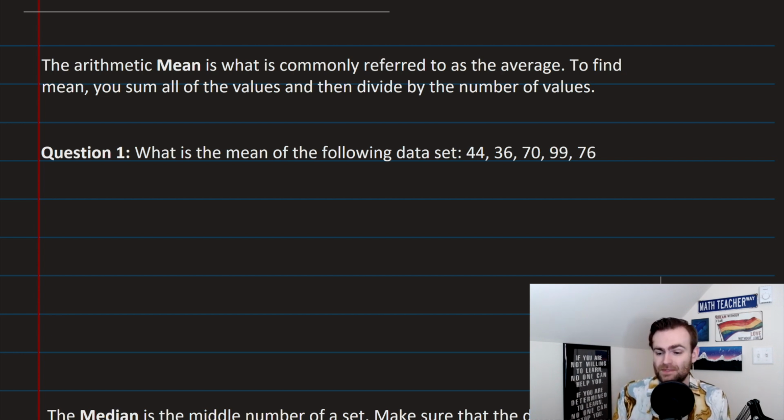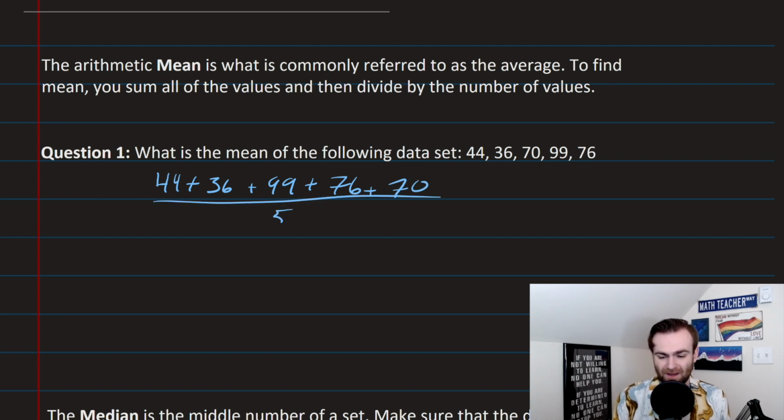some nice sums. So 44 and 36, 4 and 6 are going to add nicely. So I'm going to go ahead and put those together. So 44 plus 36. And then 76 and 99 are going to add a little nicely too. And then we'll just have that 70 on the end. And we're going to divide all of this by 5.